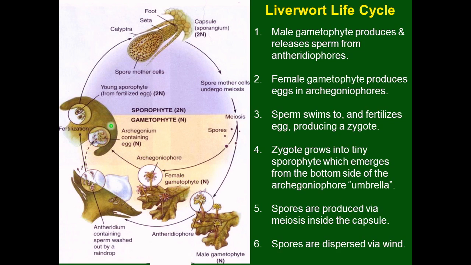So these things need water to be able to reproduce, and that's why we find liverworts typically in wetter environments. Four, the zygote grows into a tiny sporophyte, which emerges from the bottom side of the archegoniophore, which we call the umbrella. And five, the spores are produced via meiosis inside a structure called the capsule. And then six, the spores are dispersed via wind and sometimes water.